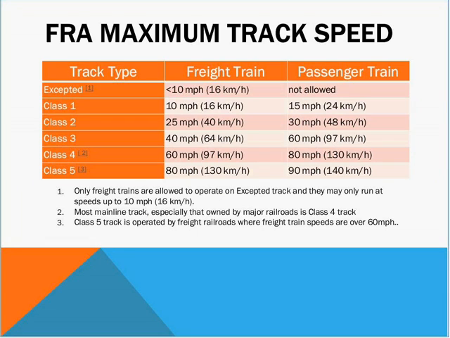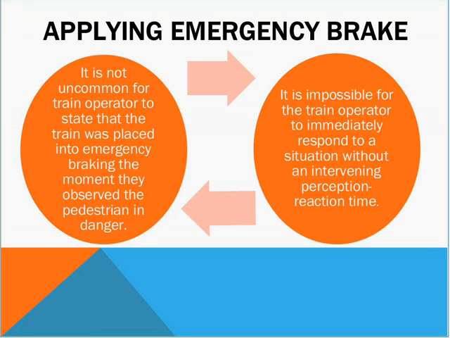There are various track speeds, and each track has a speed that is determined based upon a classification. If it's a closed system like a subway or a metro or a light rail system, and it doesn't involve different types of trains like passenger trains and freight trains, it's not a mixed system. The system can set their own standards based on safety for the trackage. But these are those that are set by the Federal Railroad Administration for mixed-use trackage.